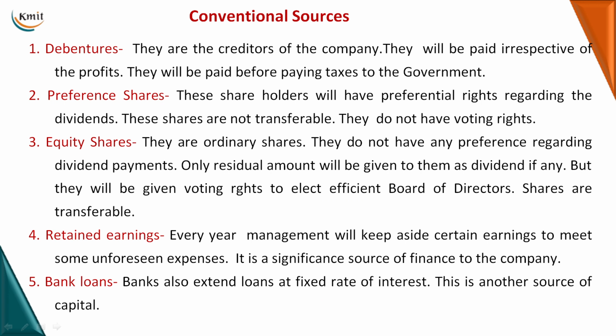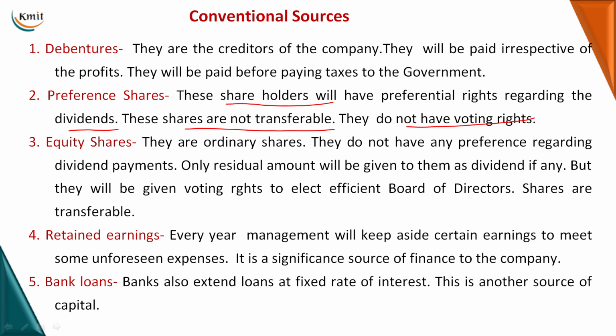They will be paid interest out of the profits. They will be paid before paying the taxes to the government. Next type of a conventional source is preference shareholders or preference shares. These shareholders will have preferential rights regarding the dividends. These shares are not transferable and they do not have any voting rights.